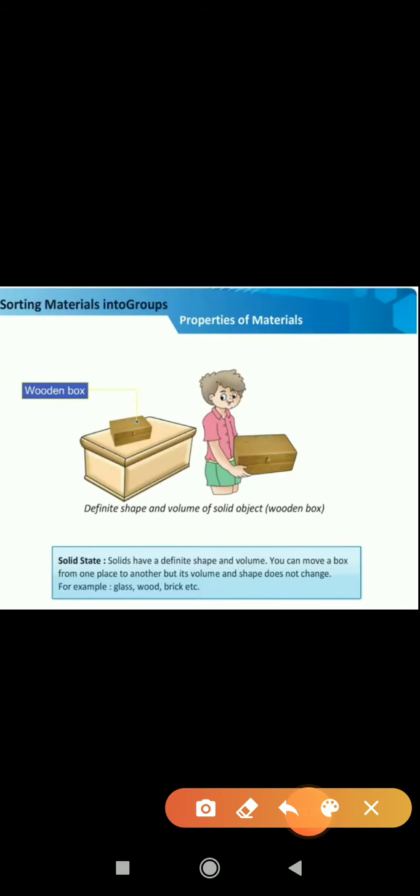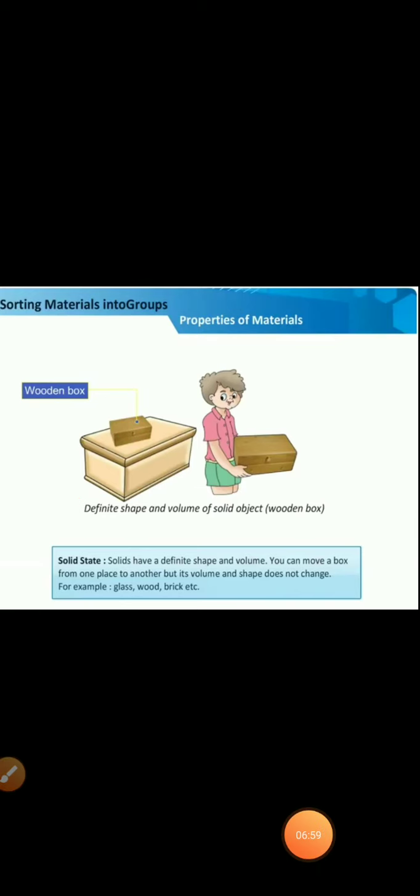Let's talk about solid substances first. You can see here one wooden box is kept. A solid object has a definite shape and volume. You can easily see the shape of the box here, and it has one volume.